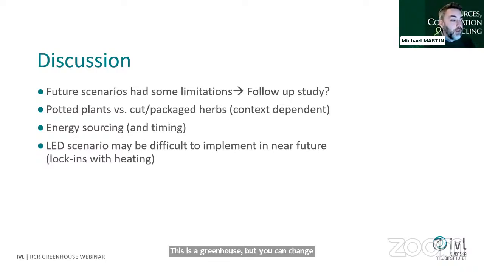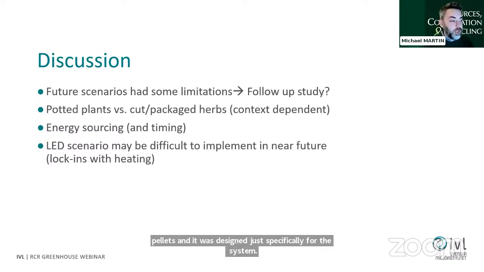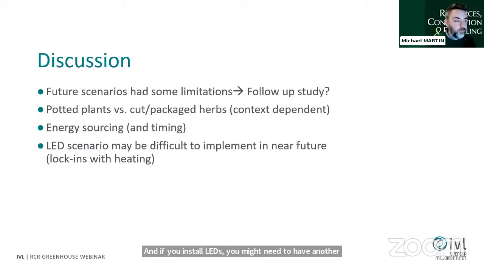And the LED scenario is interesting to look at. But one thing that could be interesting to see is how, in an older greenhouse, the implementation of LEDs could be a challenge or opportunity, because they have an infrastructure set up for HVS, and they might have a lock-in actually with their heating system. So they have pellets, and it was designed specifically for the system. And if you install LEDs, you might need to have another pellet burner as well.